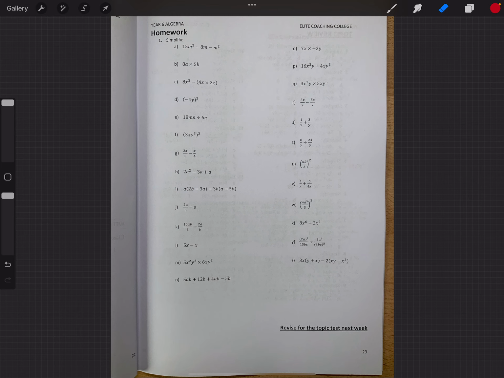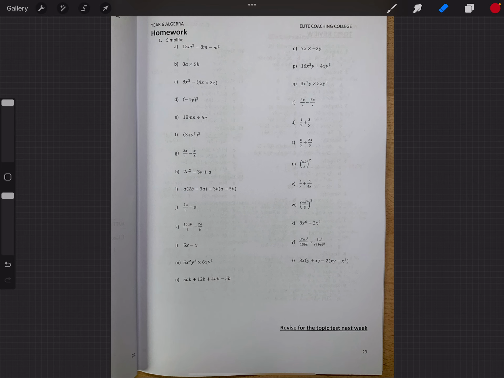Alright, question Q. Let me see, 3x squared. Alright, we multiply. So we multiply the numbers together. So 3 times 5, that'll be 15. X squared times x. So that's x to the 3. Y times y cubed. That'll be y to the 4.